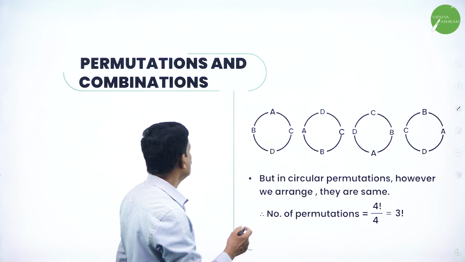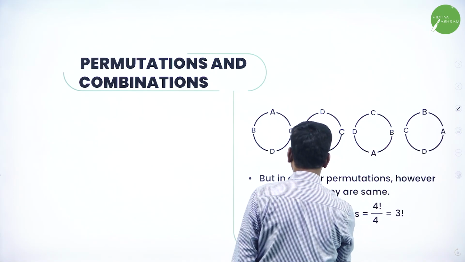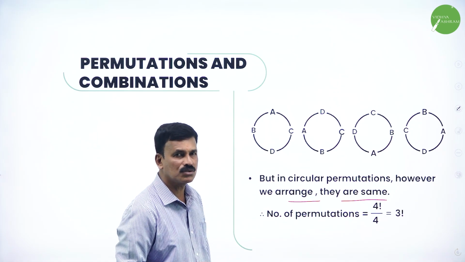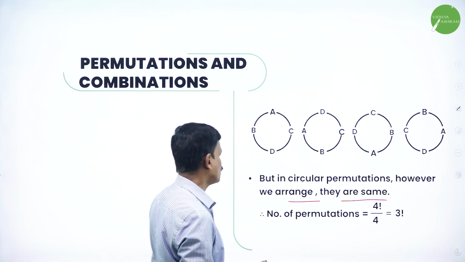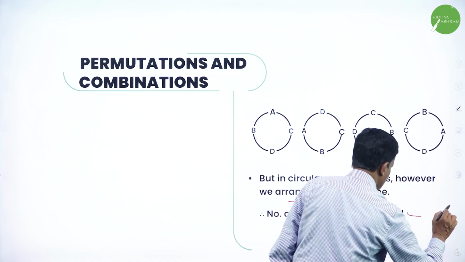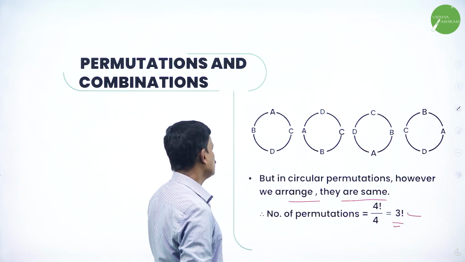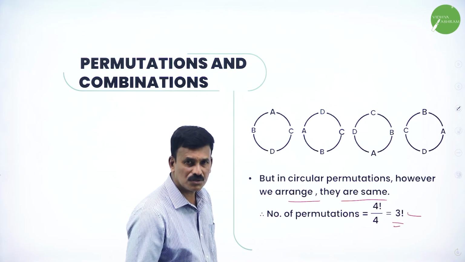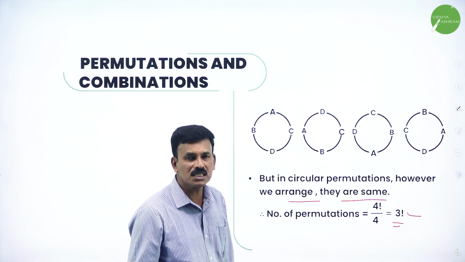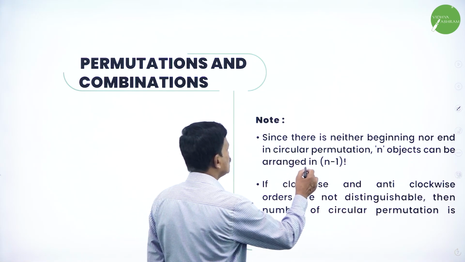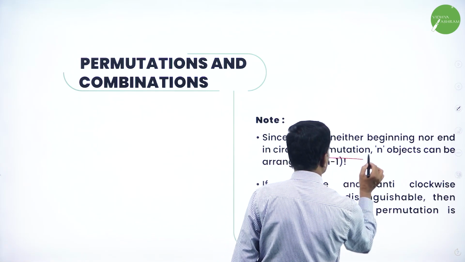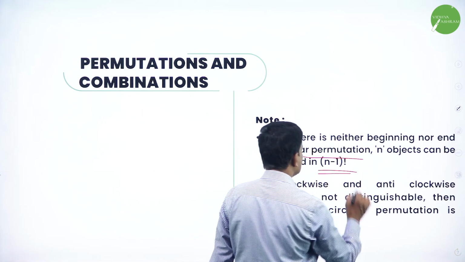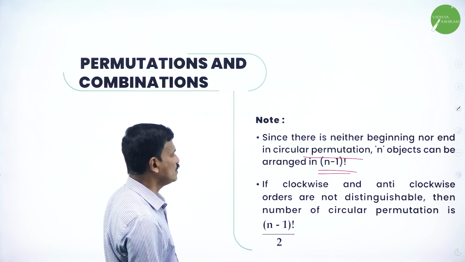So, like this we can arrange the elements A, B, C, D in a circle or a closed ring. But in circular permutation, these arrangements are the same, so the number of permutations is equal to 4 factorial divided by 4, that is nothing but 3 factorial. In general, what is the general formula for this? A circular permutation of n objects can be arranged in (n minus 1) factorial ways. So, n objects can be arranged in (n minus 1) factorial.